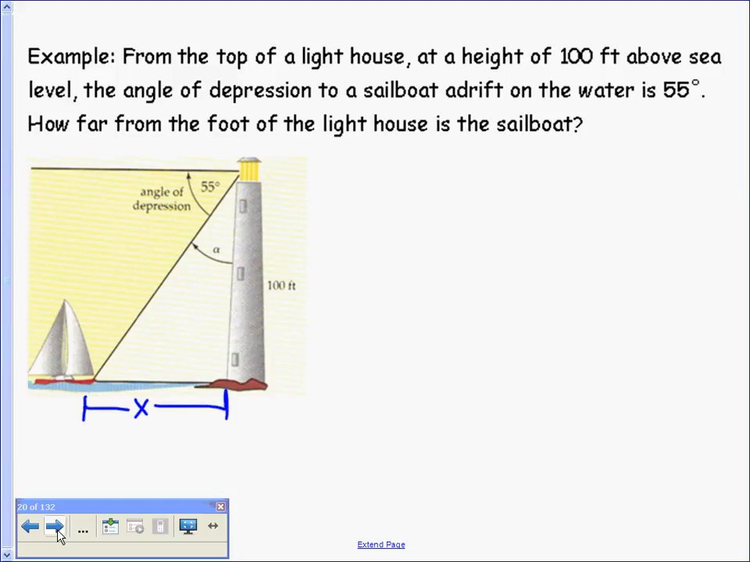All right, so what we have here is we are going to have a 90 degree angle here, all right? So we know if our angle of depression is 55 degrees, then this angle measure here is going to be 35 degrees, okay? Because the 55 and the 35 are going to give us our 90. So we have that. We're looking to find x, and we have 100, okay?